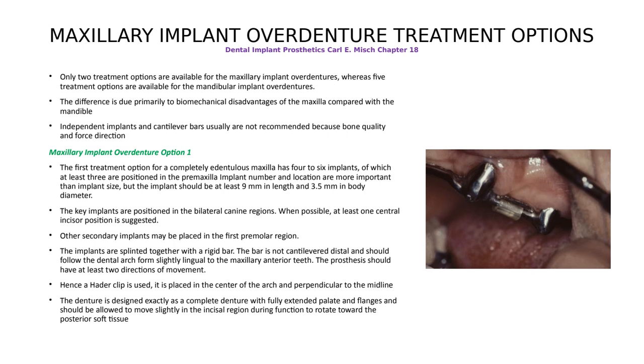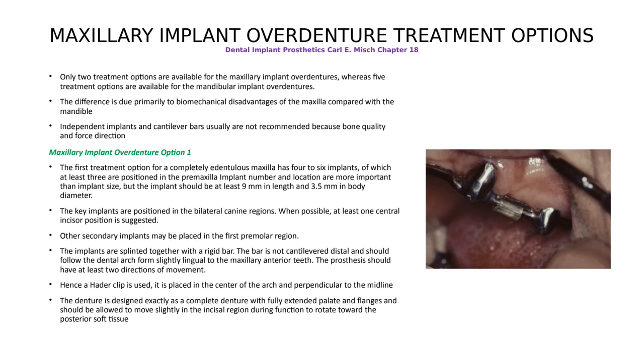Maxillary implant overdenture option 1. The first treatment option for a completely dentaless maxilla has 4 to 6 implants, of which at least 3 are positioned in the premaxillar region. And more important also are the implant sizes and the length.